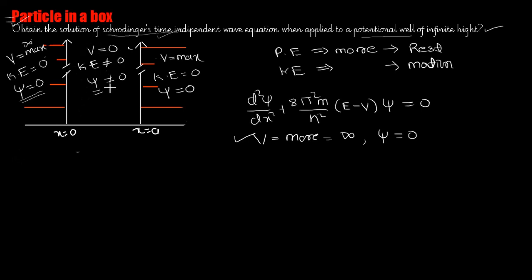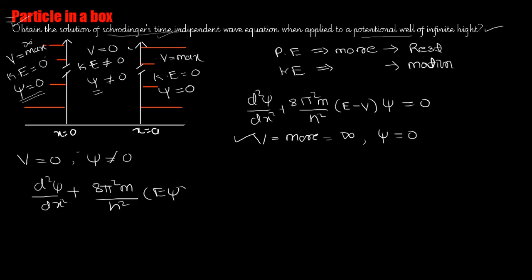Here, when we are inside the potential well, V is equal to 0, and psi we don't know, that must be found by using this derivation. So let us apply it in this equation. We can write it as d square psi by dx square plus 8 pi square m divided by h square into E into psi is equal to 0, because V will become 0, so we can directly write this equation.